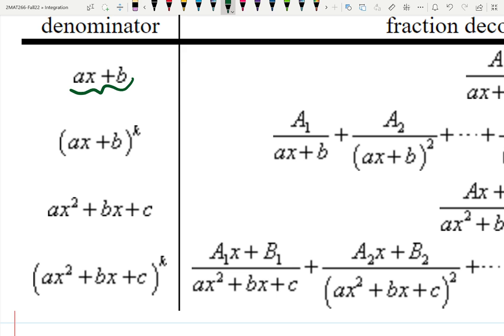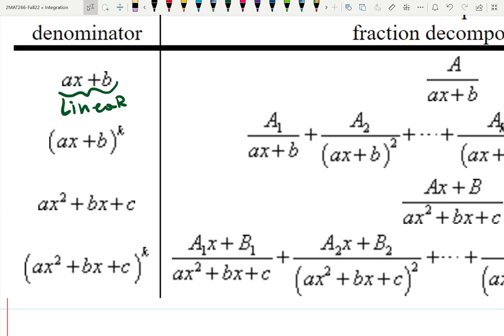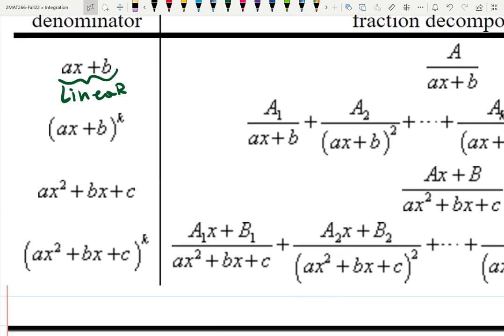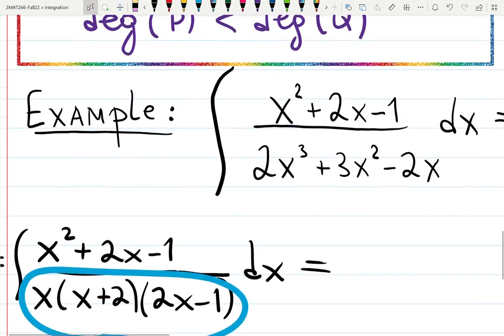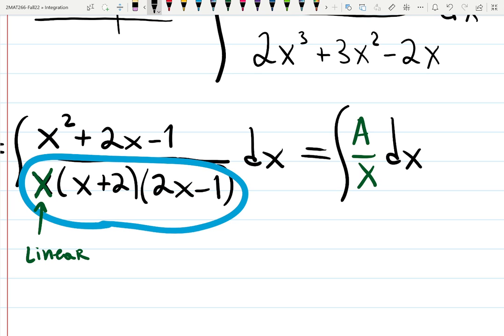When you have ax plus b, that is a linear piece in the denominator. This can be written as A over ax plus b. I'm going to do this right away to make a better link to this information. So I see x, and this is exactly what I'm talking about, linear. Linear will be written as A over x, and that is the first integral. So we're breaking this big integral into smaller integrals. X, since it was part of the factoring process, gives my first integral.